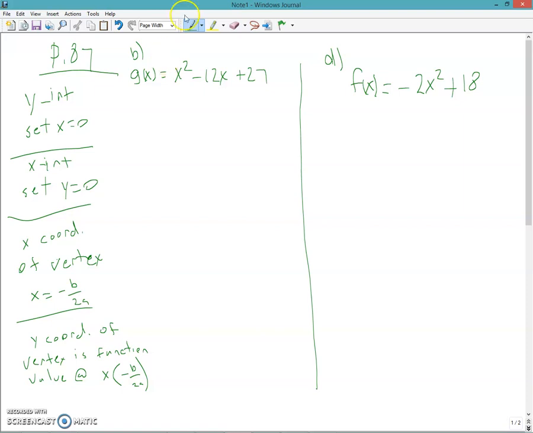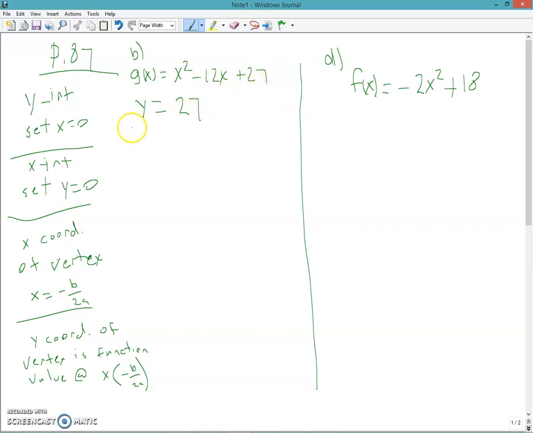Alright, for the first thing, we're going to find the y-intercept. We set x to 0. Well, the y-intercept is always going to be whatever this constant is over here, because when we plug in 0 here and 0 here, we get 27, which is the y-intercept.